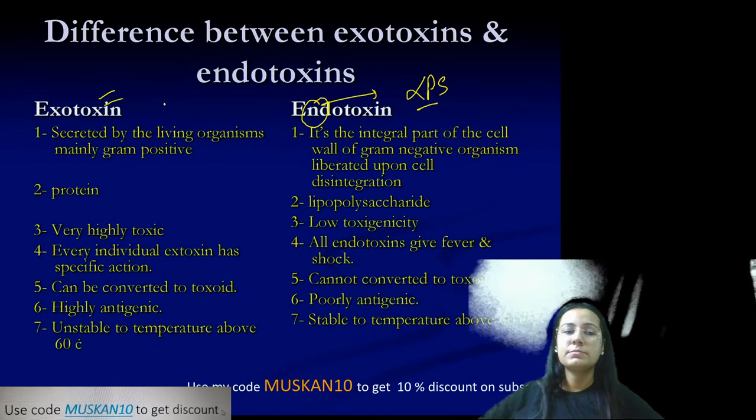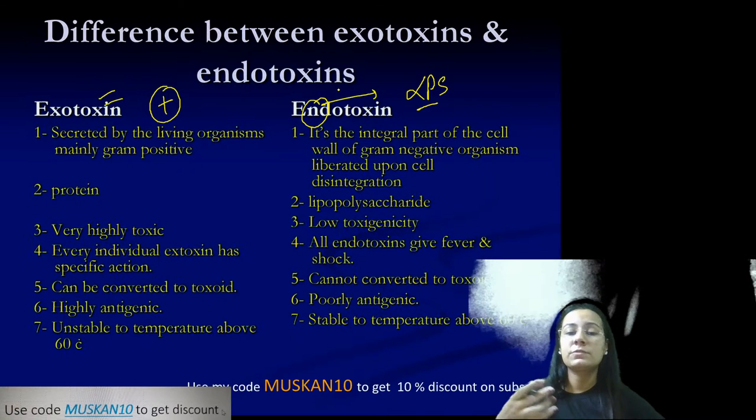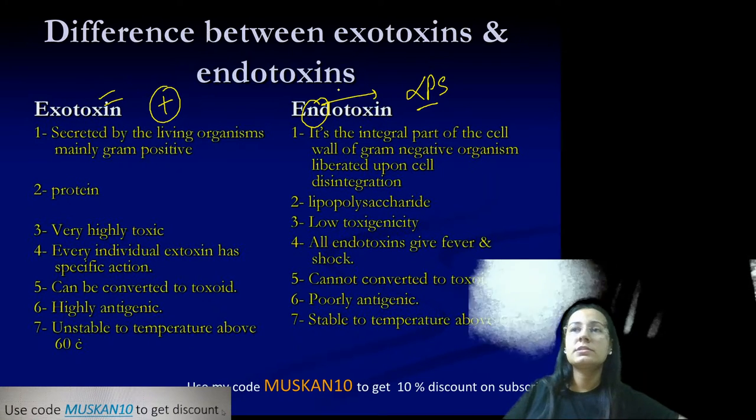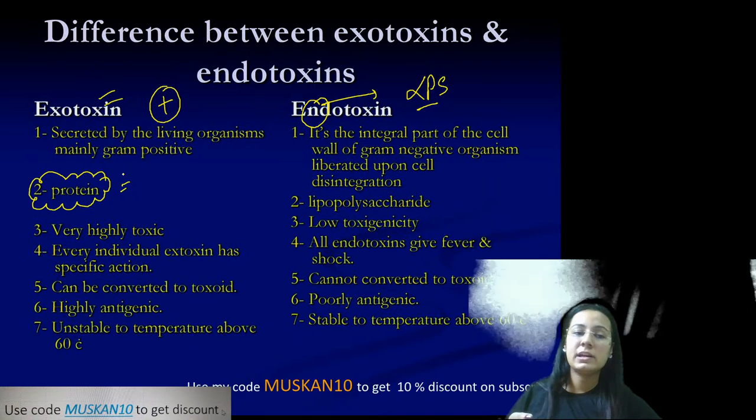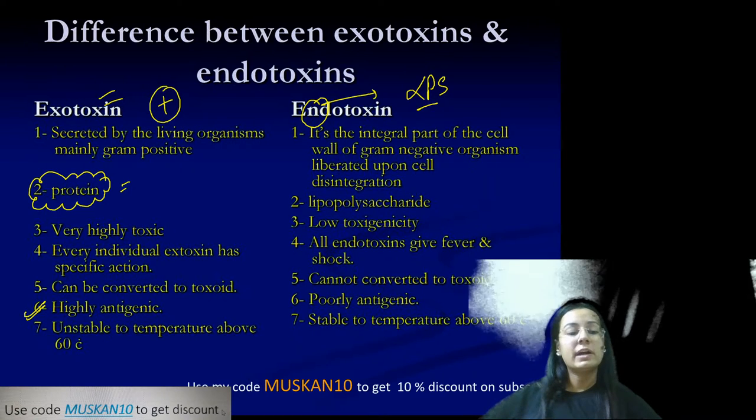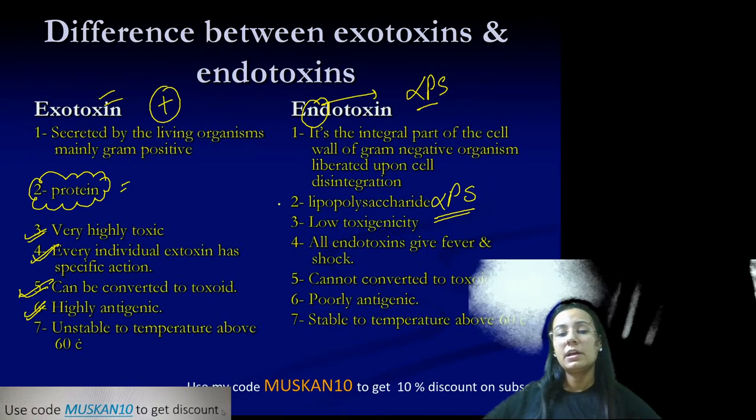Other than that is the exotoxin, that is mainly by the gram positive, and it is secreted by the living organism, while the endotoxin is a part of the cell wall, that is after the lysis of the cell wall it is released, while exotoxin is highly toxic, directly released. And since it is protein in nature, and we read wherever there is more protein in nature, more amino acid, the antigenicity will increase. So it is highly antigenic and therefore can be converted to the toxoid and highly toxic, having the specific actions. While endotoxin is lipopolysaccharide in nature, with low toxicity, low antigenicity, and therefore cannot be converted to the toxoid, right? With features of the fever and the shock.